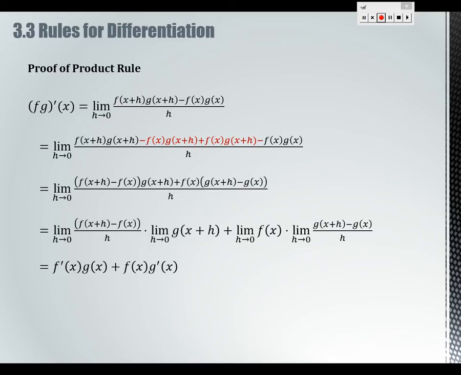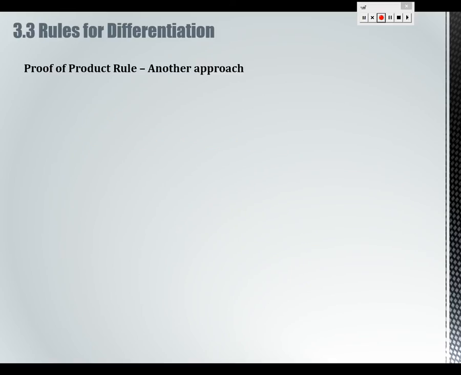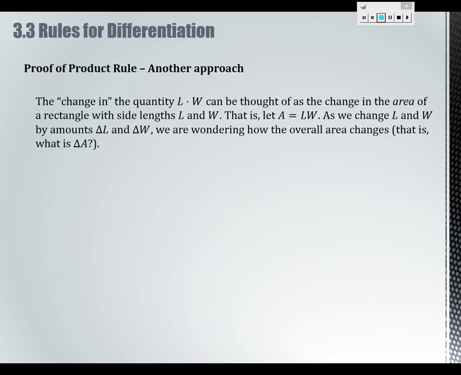All right, so that's one proof of the product rule. Let me give you one more that I think you're going to like, okay? I want you to also think about what you're doing when you multiply two functions. You can kind of think about these as like the length and width of a rectangle that's changing. And we're asking, what's the question we're asking when we ask about the change in the product of two functions?